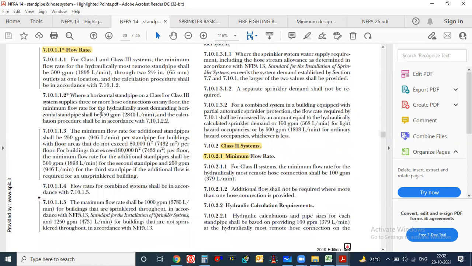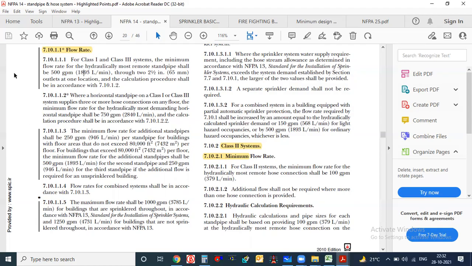One standpipe system. What is this 2 and a half? This 2.5 inches is the hose connection. It is telling that whenever on one floor you go with 2 hose connections, the hose connection size is 65 mm. This is my understanding from this point. For a class 1 system, the minimum flow rate we need to maintain is that we have to go with a 2 hose system, and the minimum flow rate we have to maintain is 500 GPM, just according to this point.